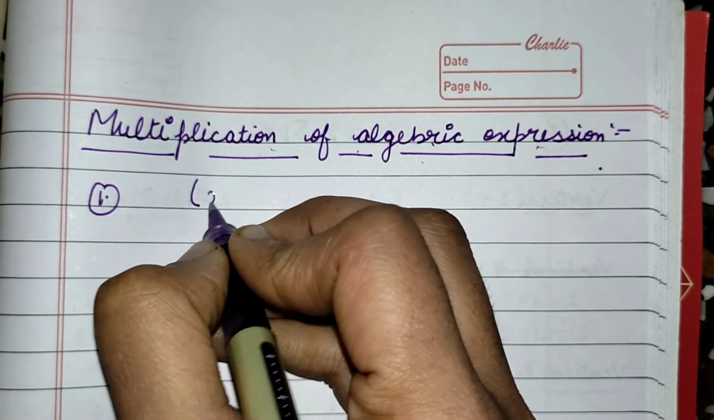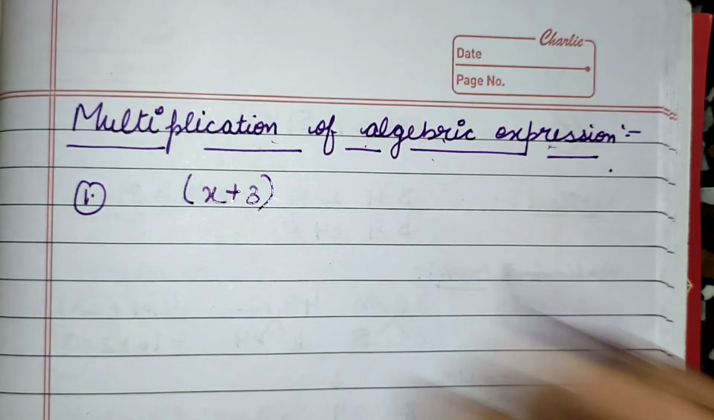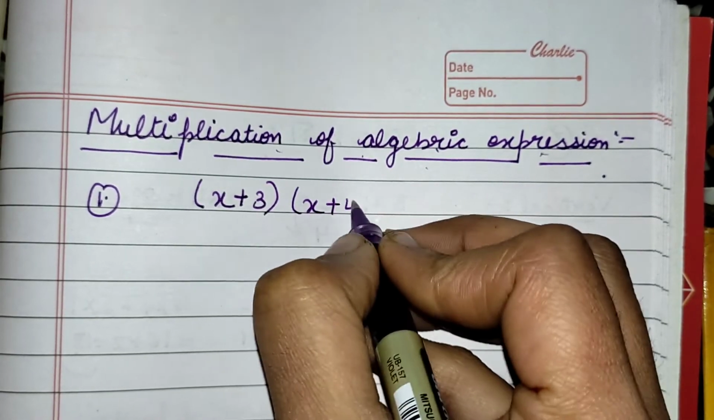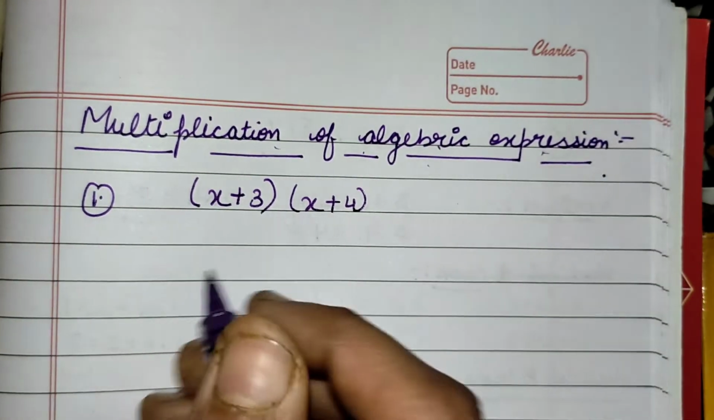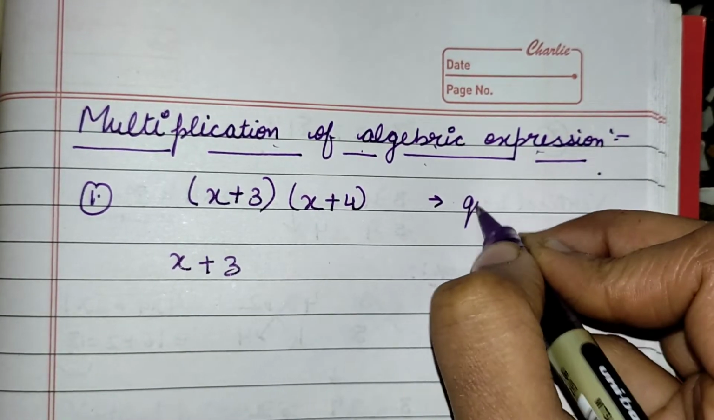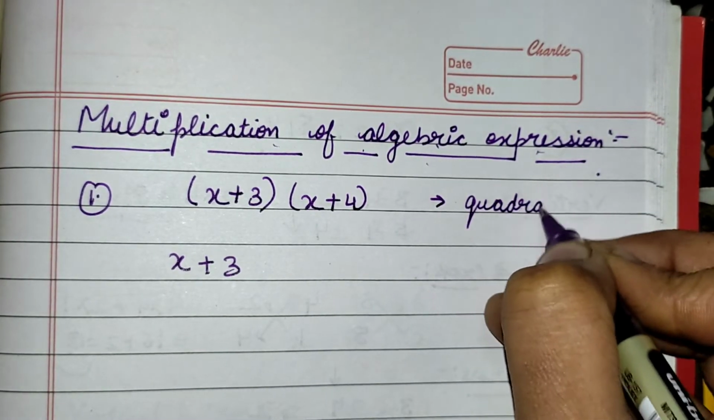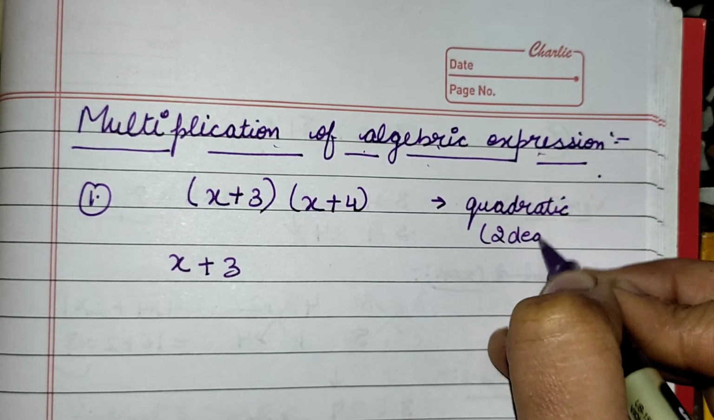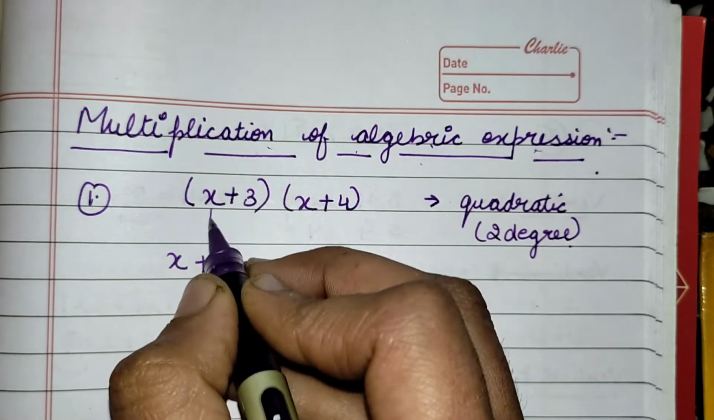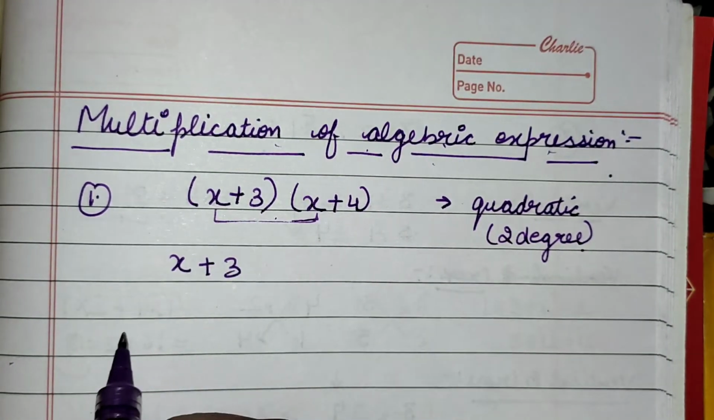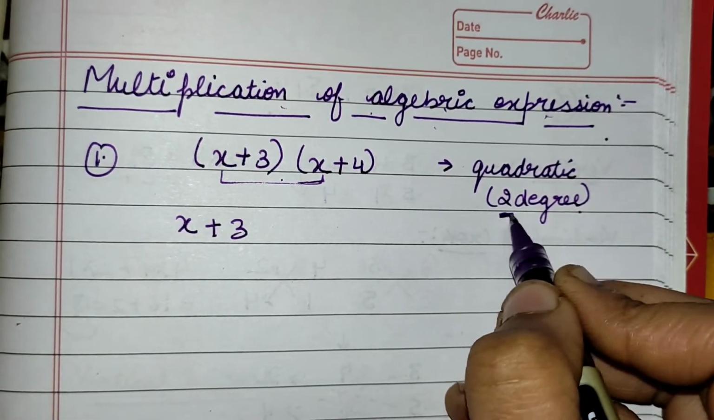So let us suppose our very first example is (x plus 3) into (x plus 4). This is my quadratic equation, which means an equation having highest degree of 2. When I solve this, I will get x square. So this is my quadratic equation, with highest degree of 2.